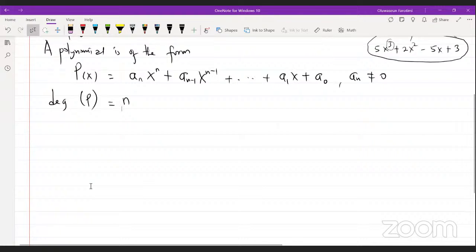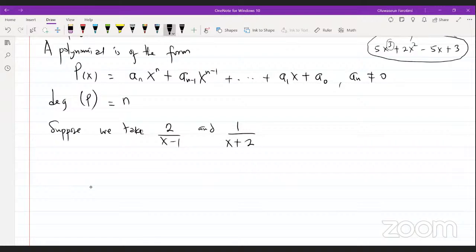Now, what's the motivation of studying integration by using partial fractions? Let me start by giving you guys an example. Suppose we take two functions right now, 2 divided by x minus 1, and 1 divided by x plus 2. Suppose we take these to a common denominator. What does a common denominator mean? I just want to ensure they have the same bottom, right?